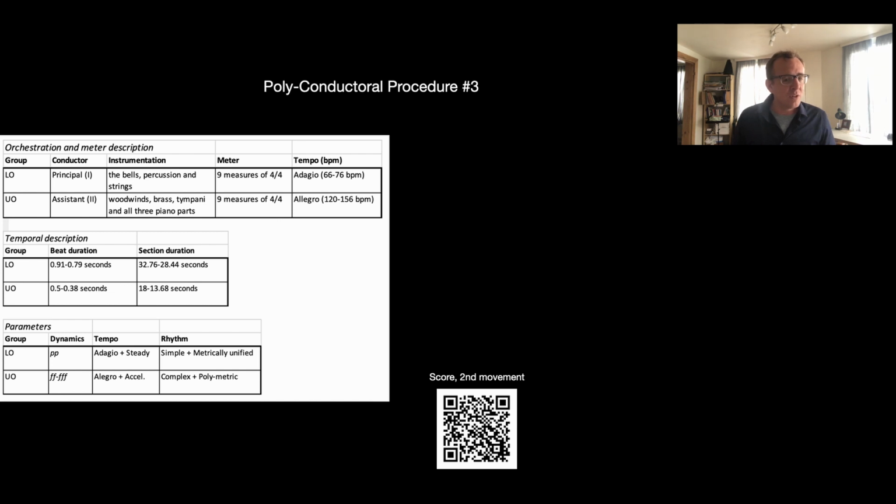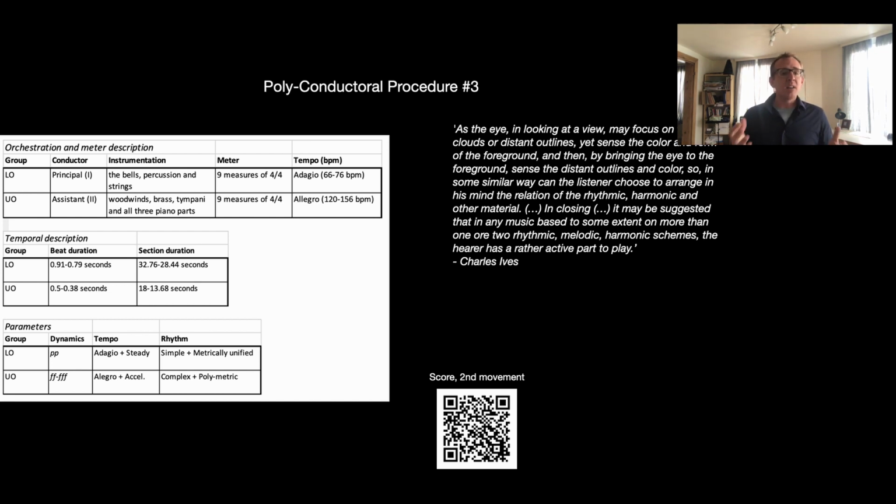Ives writes a lengthy footnote as a means of an introduction and perhaps to explain this section. In it, he puts forth his attempt to foist artistic decisions on the audience, relying on their perspective as a substantial interpretation of the piece. And I quote, "As the eye, in looking at a view, may focus on the sky, clouds, or distant outlines, yet sense the color and form of the foreground, and then, by bringing the eye to the foreground, sense the distant outlines and color. So, in some similar way, can the listener choose to arrange in his mind the relation of the rhythmic, harmonic, and other material."